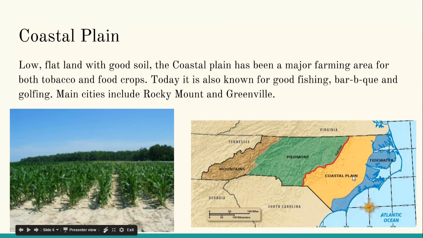Next, going from west to east, is the coastal plain. The coastal plain has low, flat land with good soil. It has been a major farming area for both tobacco and food crops. So tobacco was one cash crop grown in the coastal plain. Cotton was another cash crop that has been grown there. Today, those crops are still grown, and it's also known for good fishing, barbecue, and golfing. Main cities in the coastal plain include Rocky Mount and Greenville. Here is a picture of a tobacco farm.